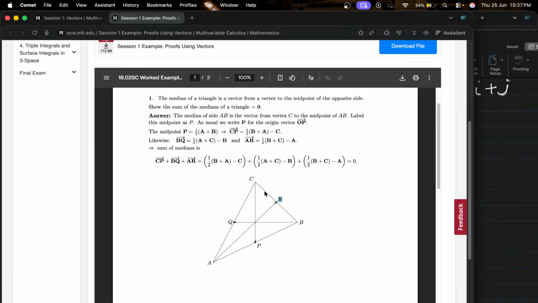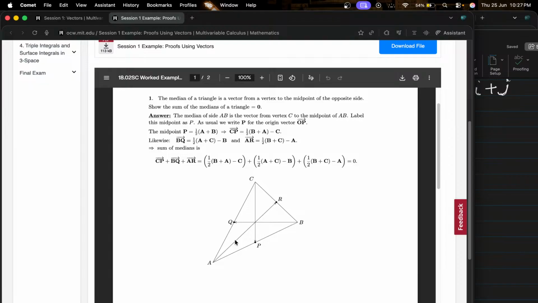Label the midpoint as P. As usual, we write P for the origin. So OP. The midpoint P is equal to half of A plus B. And CP will equal half of B plus A minus C. Yeah, makes sense. Okay. Likewise, BQ.